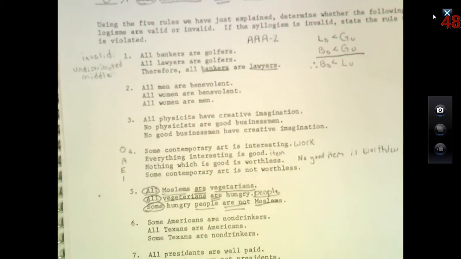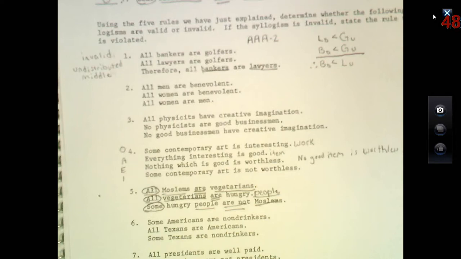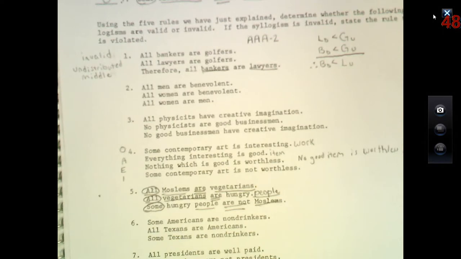What's the move? AOO. This is figure 1. Yeah, there we go.